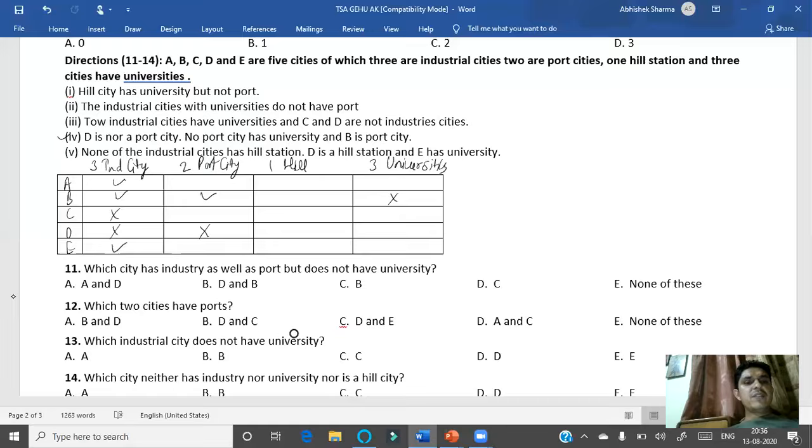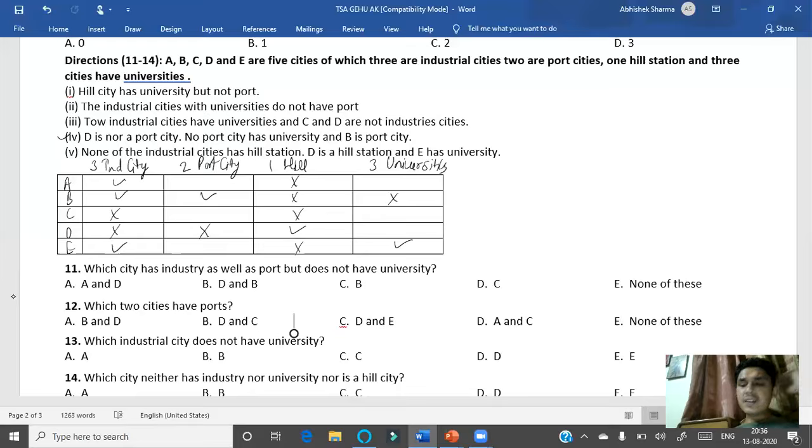Thereafter, none of the industrial cities has a hill station. D is a hill station, so we can write D is a hill station. E has university, so E we can mark as right. Thereafter, if we check, the number of hill stations is always one in this question. So we are done with one tick, and the rest of the places will not be hill stations. So we can cross them in between.